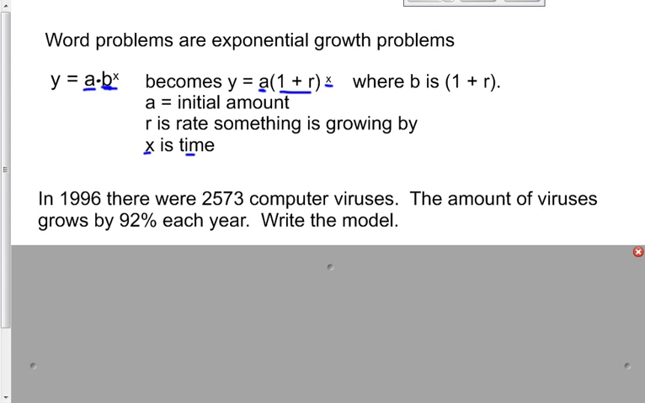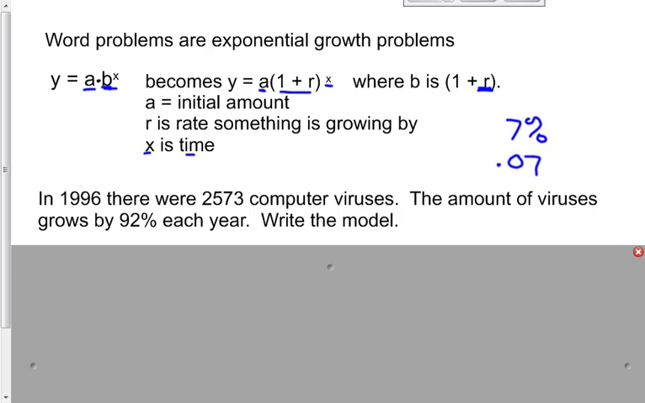So the key that people need to remember is that when we plug this b value in as 1 plus the rate, you must always change your rate from its percent form. Say you're getting 7% interest. You need to make sure you change that into a decimal. Move your point 2 spots, and that's probably the one place where people make mistakes, is you must change your percent back into a decimal.